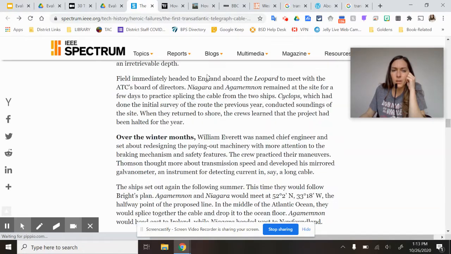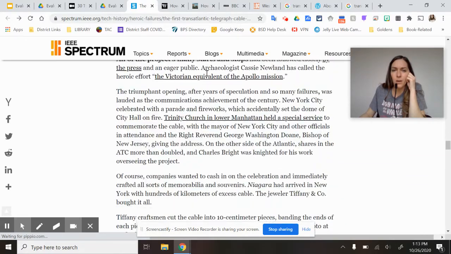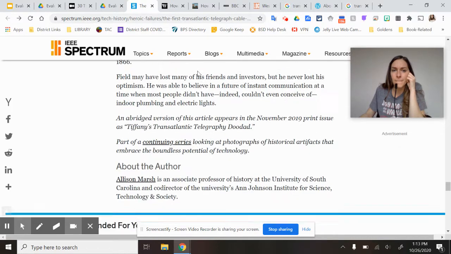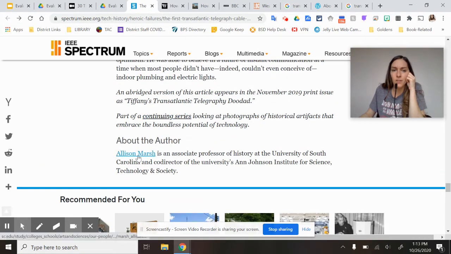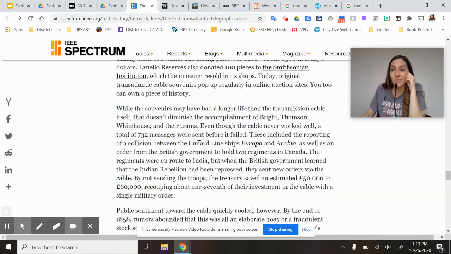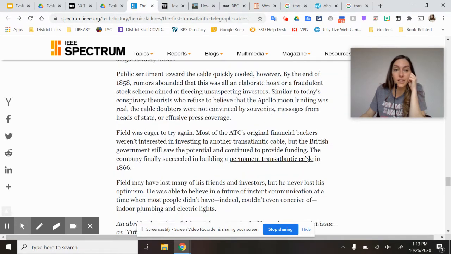I'm going to scroll down to the bottom to see if I can find any more information about this author. Okay, so about the author, Allison March. She's an associate professor of history at the University of South Carolina, and she's a co-director of the university's Ann Johnston Institute for Science, Technology, and Society. So I think we can say that Allison March is probably an expert in her field, especially in working with an Institute for Science, Technology, and Society. So she probably knows what she's talking about. That's a really great sign.